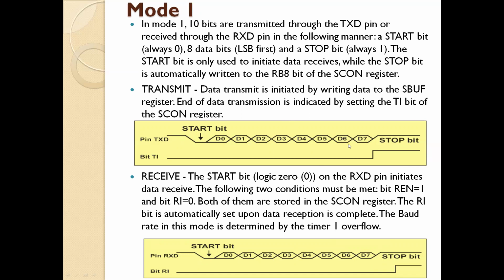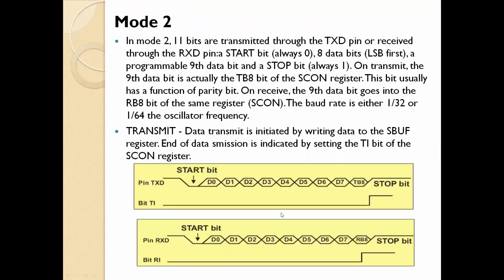Start bit, 8 bits of data, stop bit. Between start and stop, at a particular baud rate, these 8 bits are sent. Similarly, receiving: start, receive 8 bits, stop. So between the start bit and stop bit, at a particular baud rate, these 8 bits are received. Once 8 bits are received or transmitted, this TI or RI becomes high.